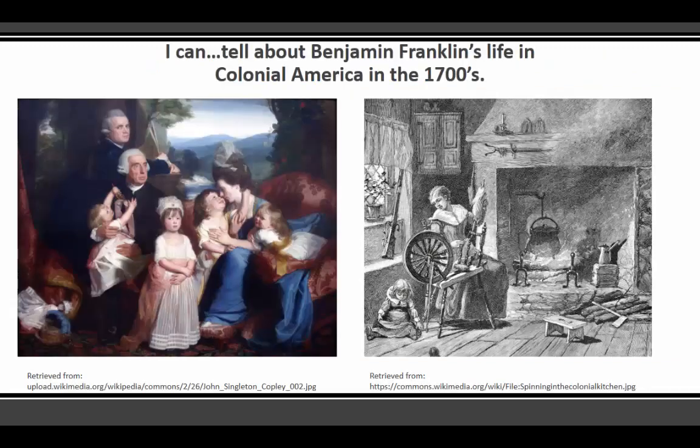Another learning target for students is I can tell about Benjamin Franklin's life in colonial America in the 1700s. The image on the left shows the clothing of the 1700s. The image on the right shows a mother and a child in a colonial kitchen. Teachers could use the primary source chart to analyze these images as well as compare them to present-day images.